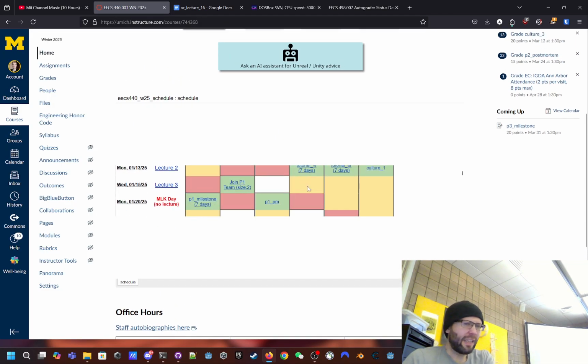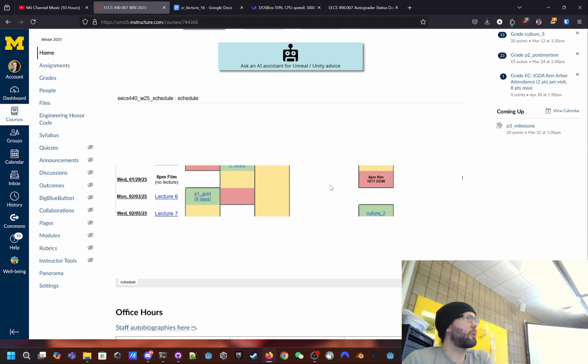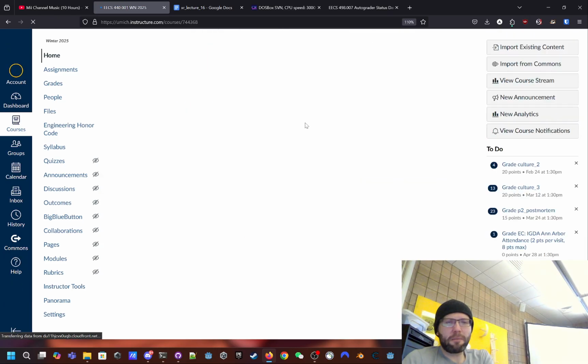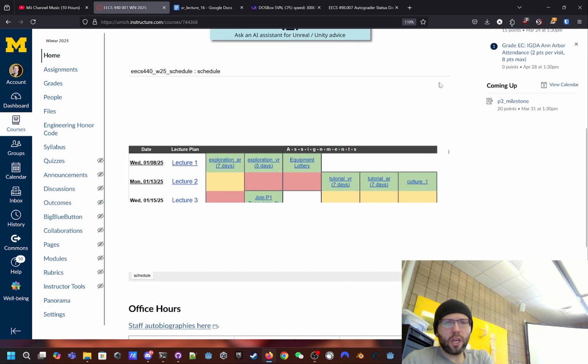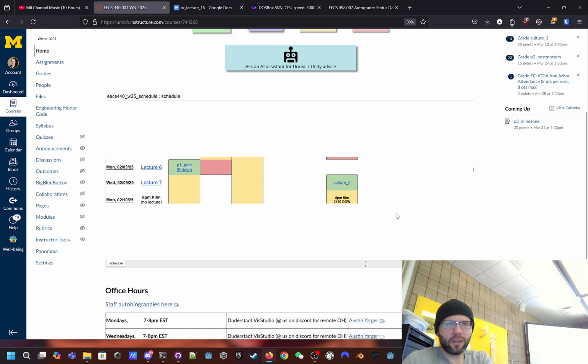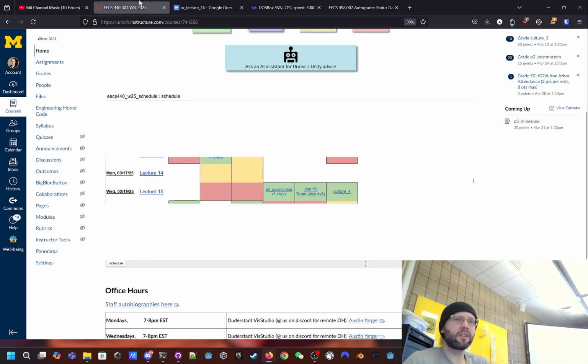Does the schedule look like this for any of you? Does it kind of scrunch up like this? I'm not sure why it's doing this. Yeah, very odd, very strange. Okay, hopefully it doesn't look like this. I'm just seeing this for the first time today.